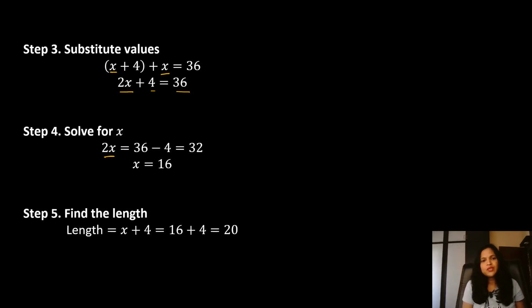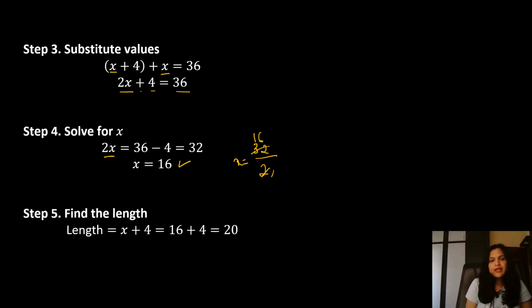Isolate 2x on this side, 36 on the other side. This 4 comes to the opposite side of the equal to sign and changes its sign. It is plus here, it becomes minus. 36 minus 4 is 32. That's why 2x is equal to 32. x equal to how much? 32 by 2. That's why x is 16.